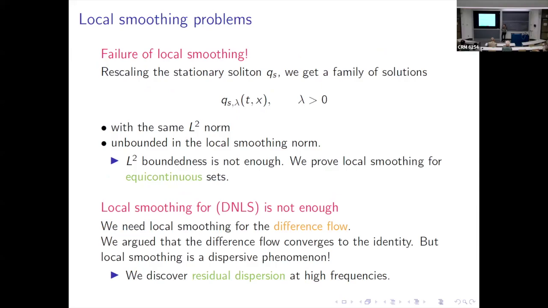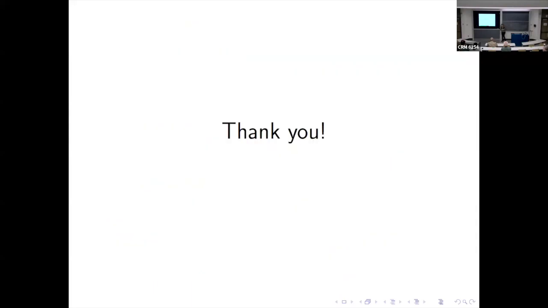But local smoothing is a dispersive phenomenon, right? I need high frequencies to travel very fast. How is it going to work? Well, what we have to do is discover some residual dispersion in high frequencies, take advantage of that, and be able to use this dispersive effect that is left over to actually prove local smoothing. Okay. And I will end here. Thank you.